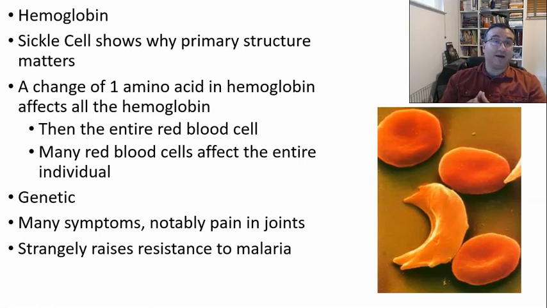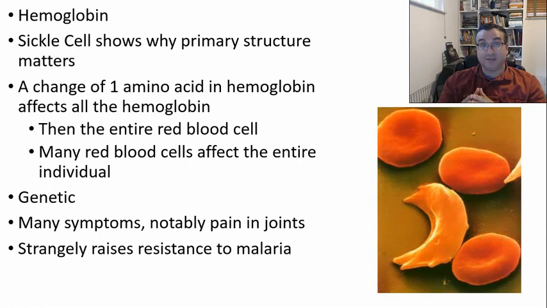We can also talk about why the primary structure of a protein matters. There is a disease called sickle cell. It leads to red blood cells that have a sickle shape. That's a cutting implement that farmers and gardeners use sometimes. So, sickle cell is caused by a change of just 1 amino acid in hemoglobin, but that affects all the hemoglobin in the red blood cell. And then beyond that, many red blood cells affected by sickle cell affect the entire individual. A whole organism feels the effects of these altered red blood cells.